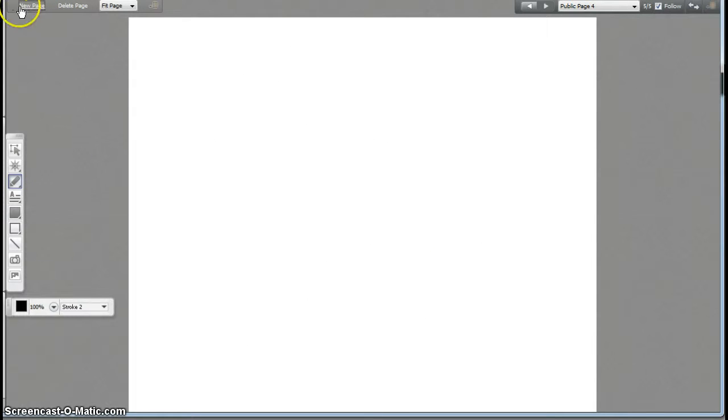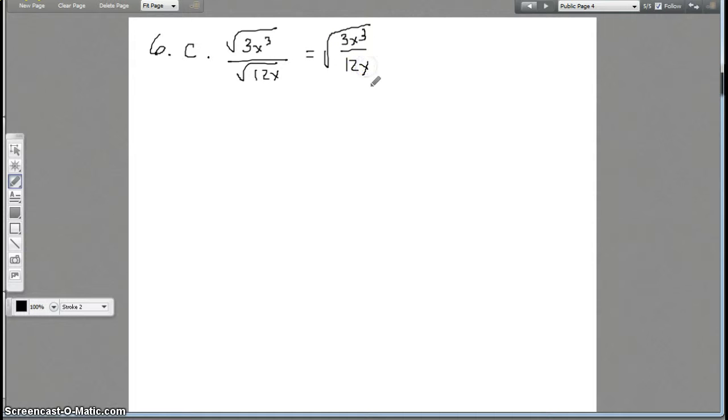Let's look now at number 6. The instructions for number 6 say divide and simplify. So let's look at part C. Part C is square root of 3x cubed over square root of 12x. I'm going to write this as a single fraction, 3x cubed over 12x. I can simplify my coefficients because 3 divided by 12 is 1/4. So we've got a 1 on the top and a 4 on the bottom. X cubed divided by x, that is x squared. So what I have now is x squared over 4.